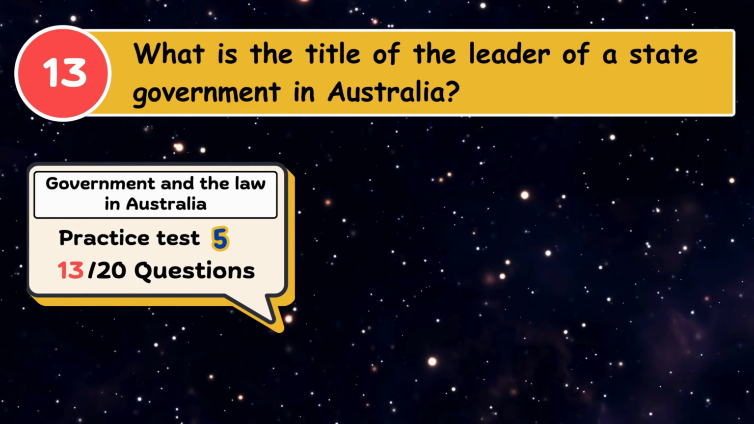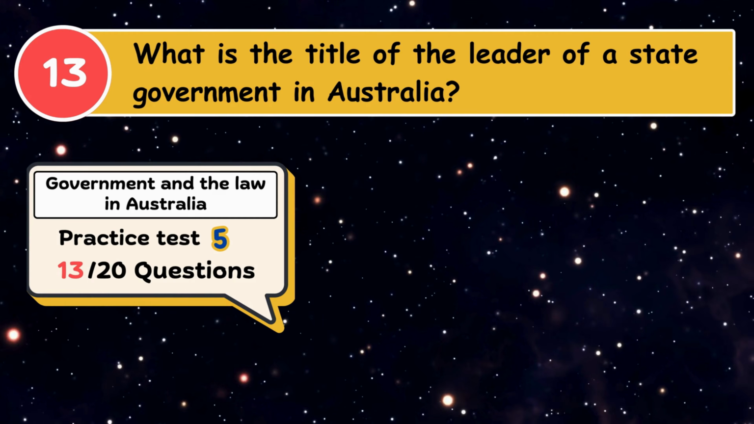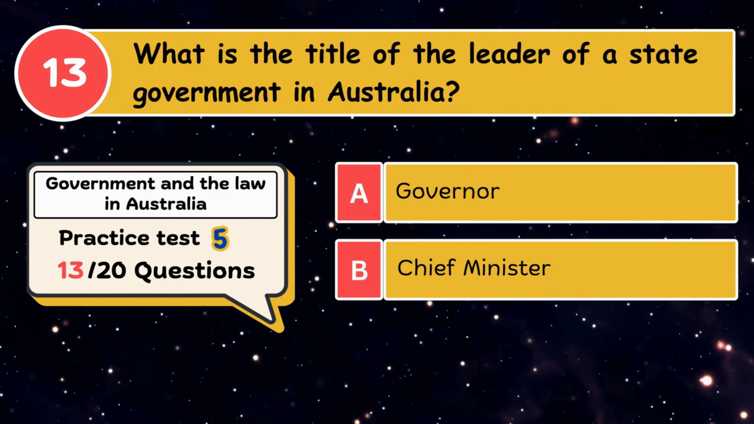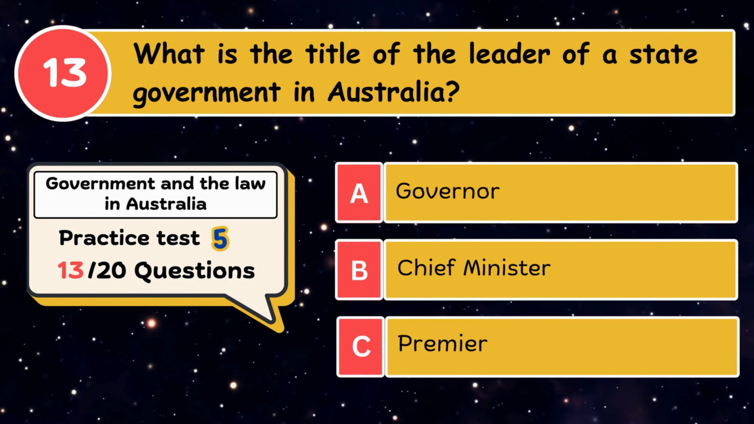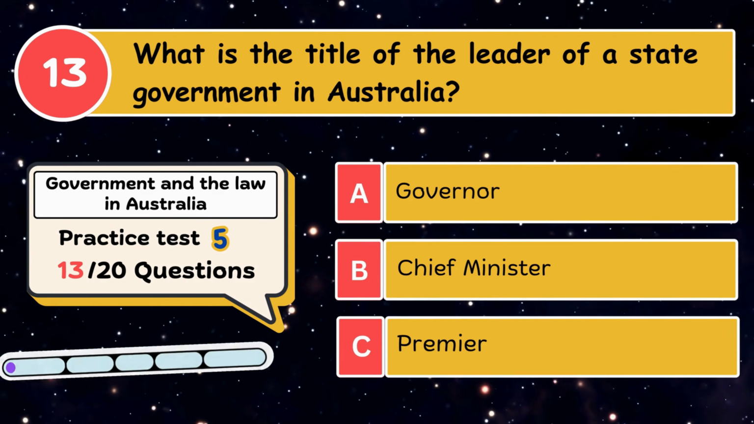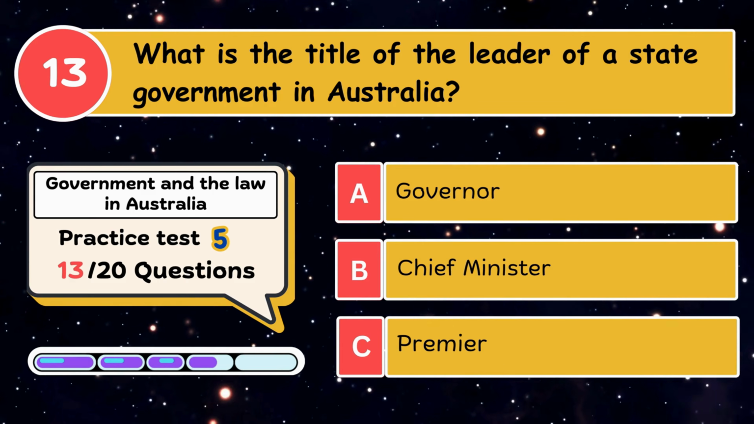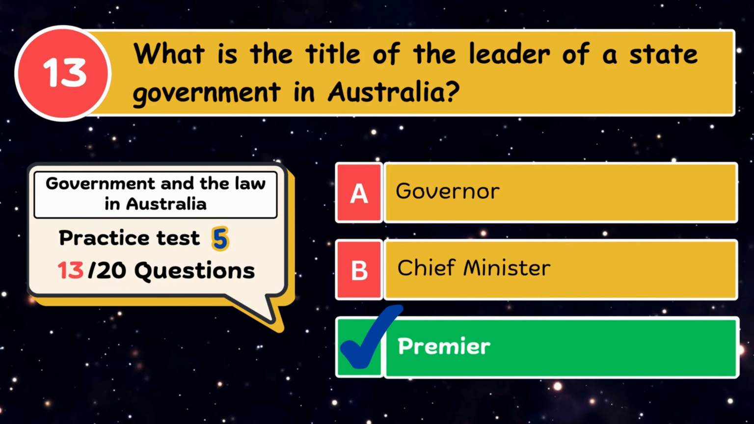What is the title of the leader of a state government in Australia? A. Governor. B. Chief Minister. C. Premier. The correct answer is Premier.